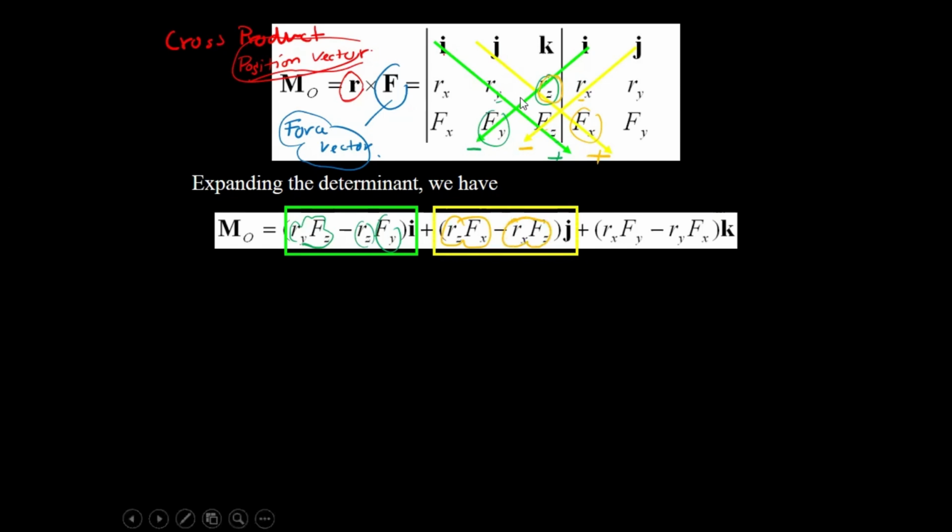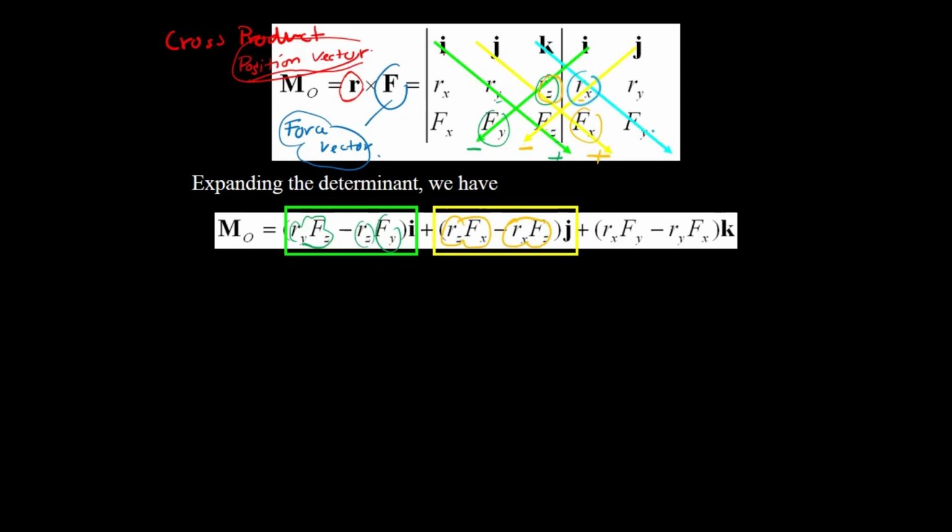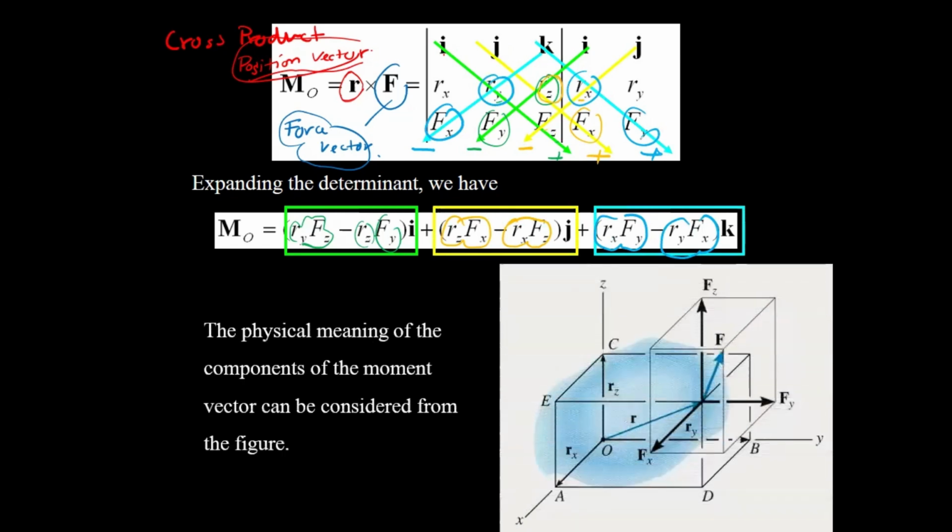And then it repeats for the last one. R sub X, F sub Y, this time positive. In another direction, you take R sub Y, F sub X, and it gets negative. In conclusion, when you multiply to the right, it's positive. When you multiply to the left, it's going to be negative. And that's going to be the result of the moment of a force.